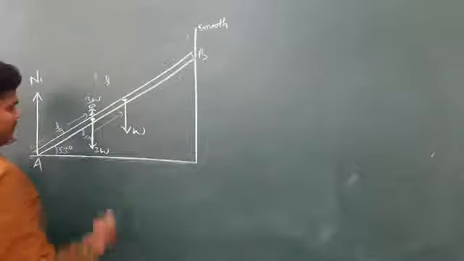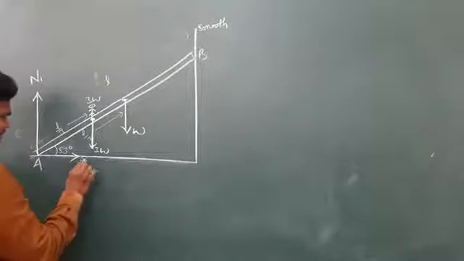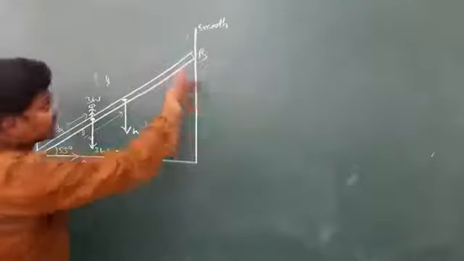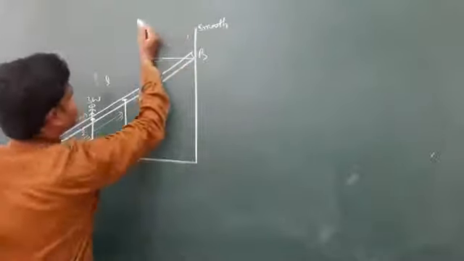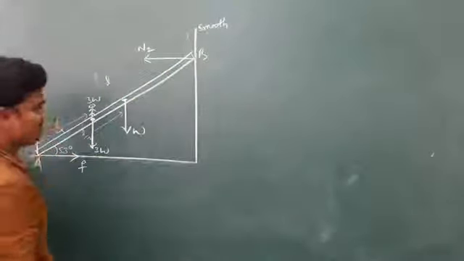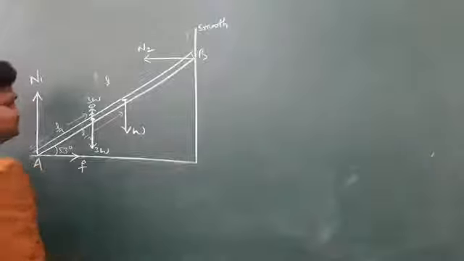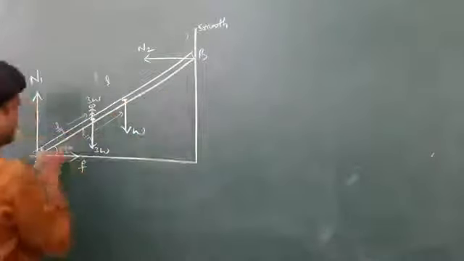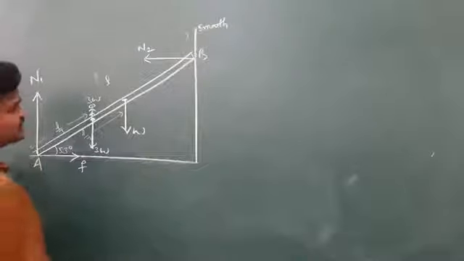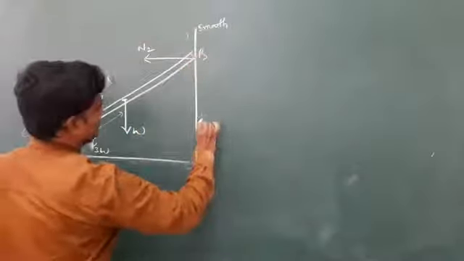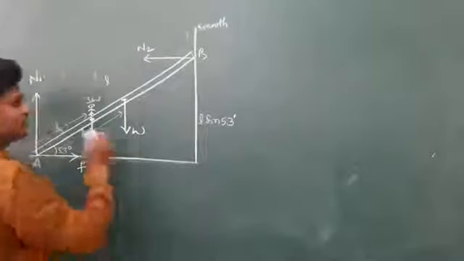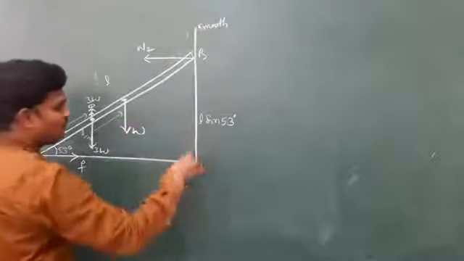Okay, and here the frictional force is acting in this direction because the ladder is ready to move down, so the frictional force is in this direction, and this is N2, same process. Okay, and see, this is L. From here to here is L cos 53, and this one to this one is L sin 53. Okay, horizontal component, vertical component.